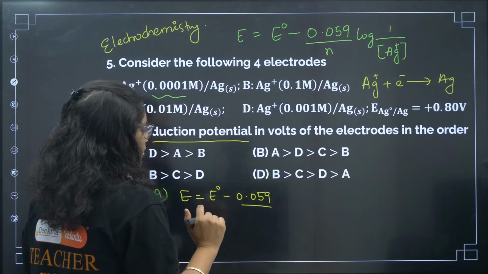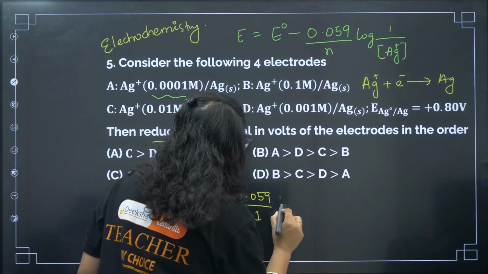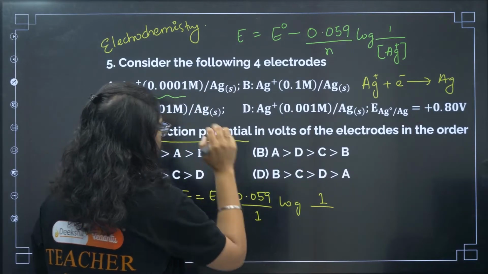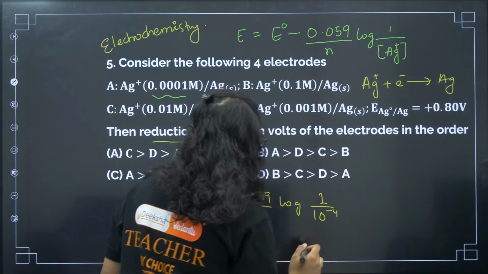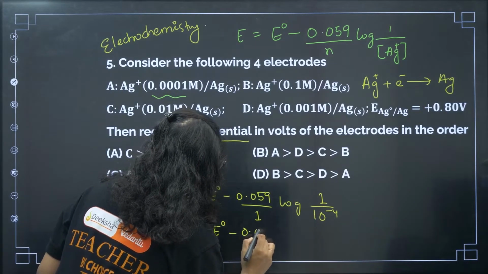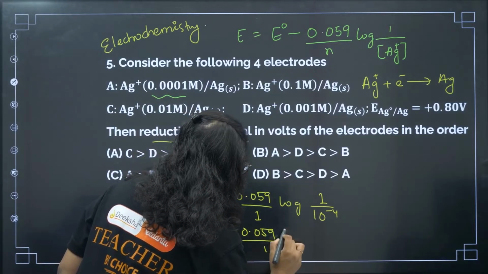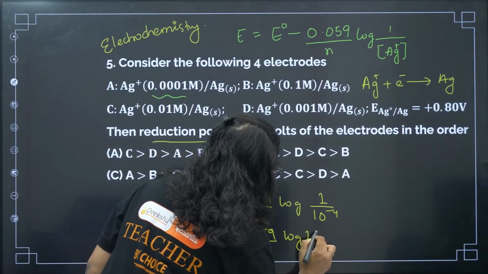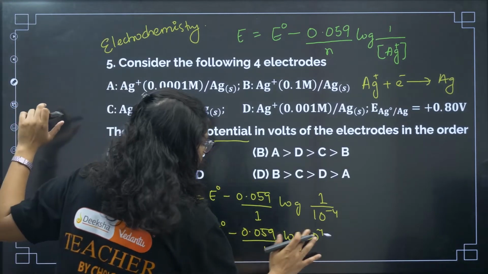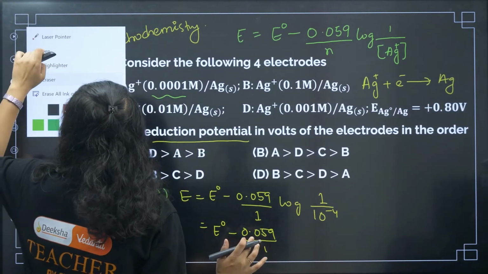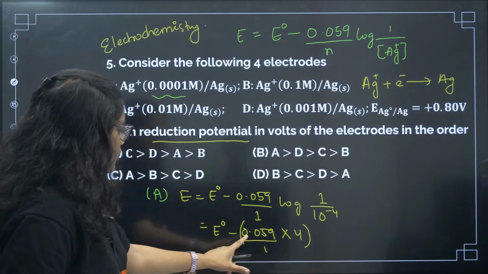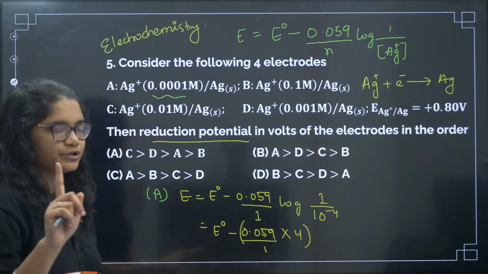Okay, now if you see here, I'll put 1 log of 1 by, here what is the concentration? 10 to the power of minus 4, right? So now if this goes up, I'll get E naught minus 0.059 by 1 log of 10 to the power of 4, and that becomes 4 log 10, right? So what I can do is, I'll write it as into 4, right? So from E naught, this value has to be subtracted for option number A.